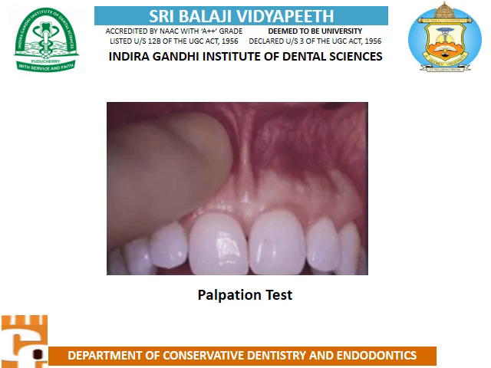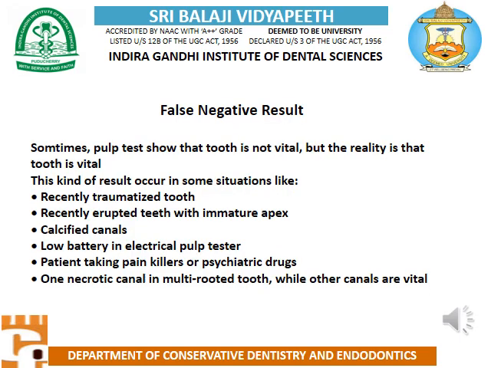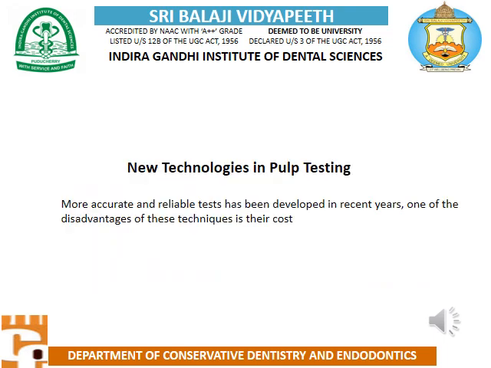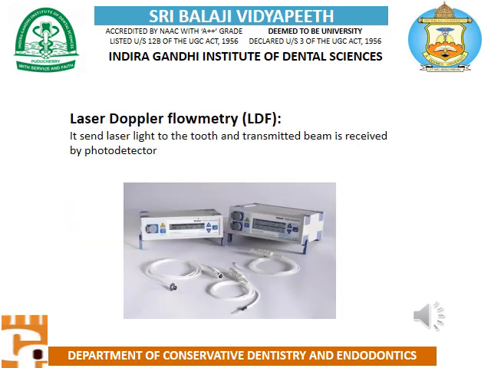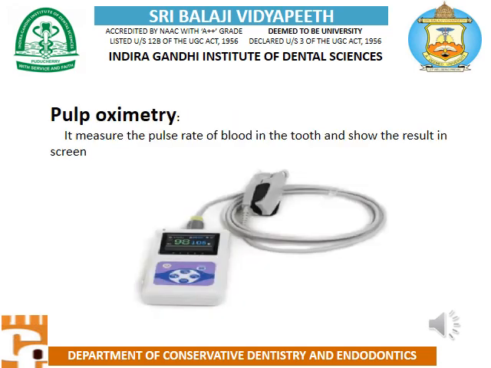False negative results. Sometimes pulp test shows that tooth is not vital, but the reality is that tooth is vital. This happens in some situations like recently traumatized teeth, recently erupted teeth, calcified canals, low battery in electrical pulp tester, or patients who have received painkillers or psychiatric drugs.